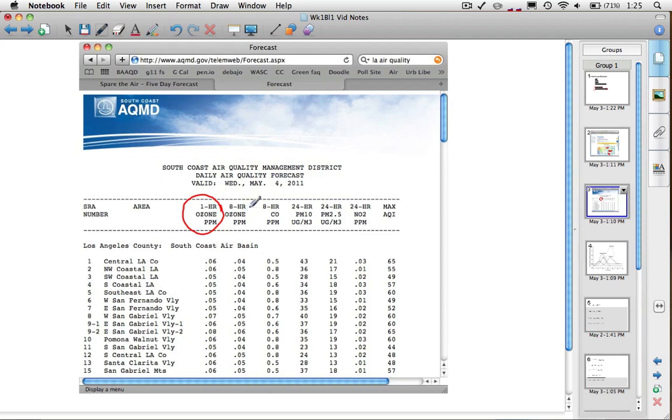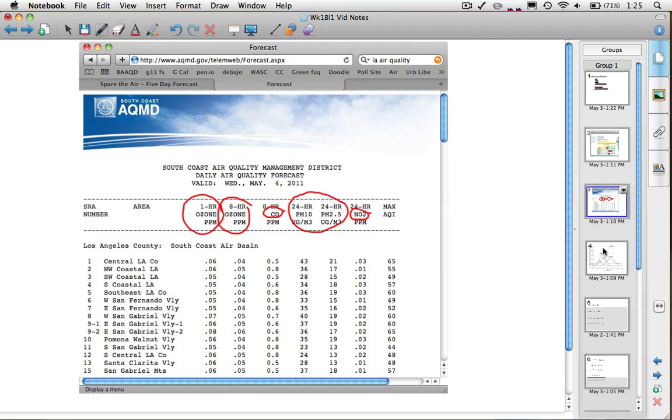Ozone measured over a 1 and an 8-hour period. They're looking at CO, another criteria pollutant. They're looking at NO2, and then they're looking at particulate matter. And we'll actually talk about particulate matter a little bit as well. Okay, so in other words, these are real things.